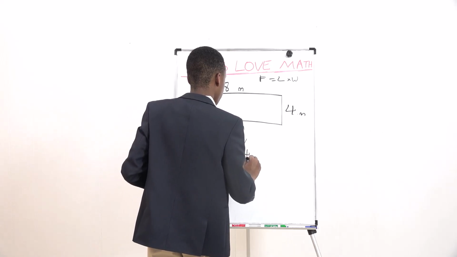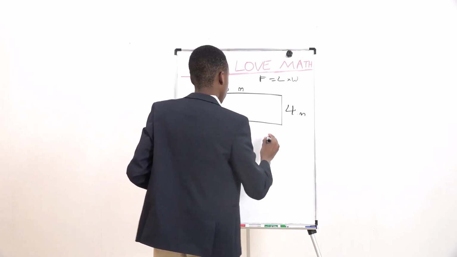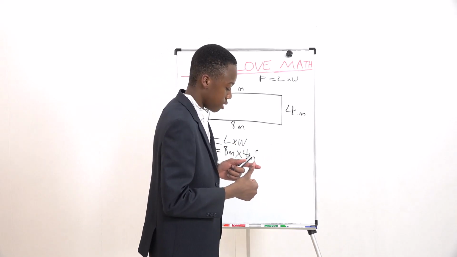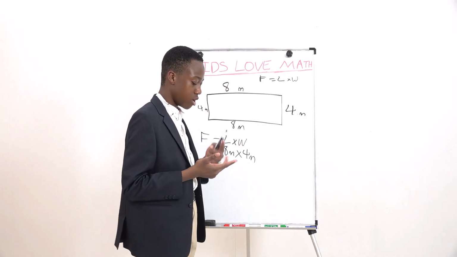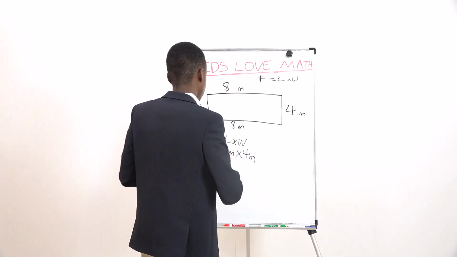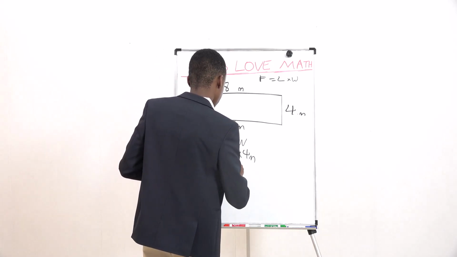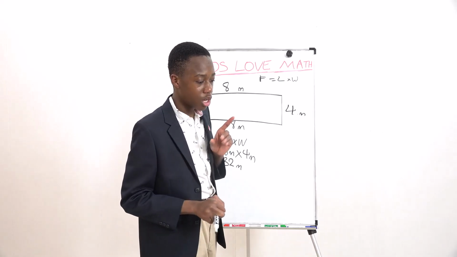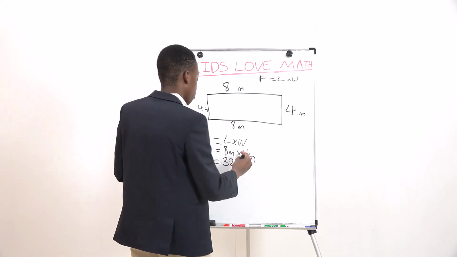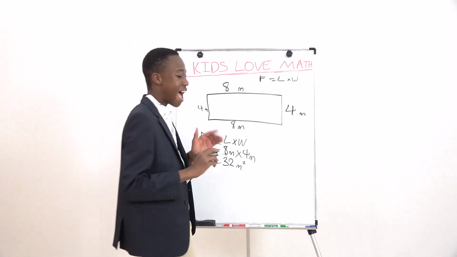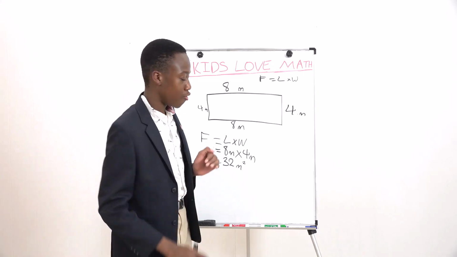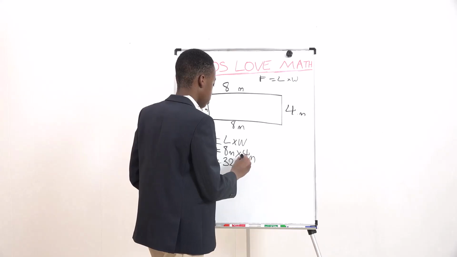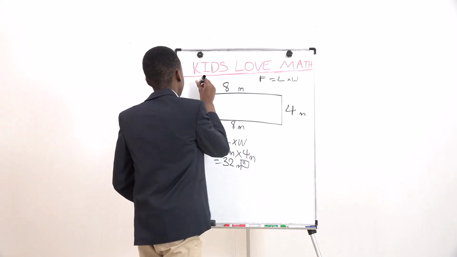Times 4 meters. And that should give us, if we skip count, 8, 16, 24, and lastly, 32. So 32 meters. But wait, am I missing something? Because we're talking about area. Oh yes, we forgot about the squared. Never, ever, ever forget about the squared, or else you will get lower points on your test. The squared looks like a little 2.